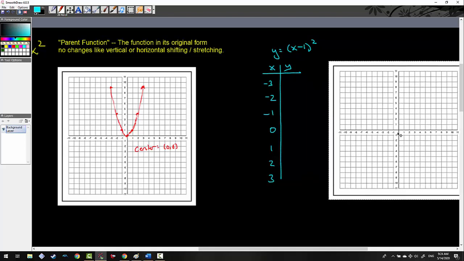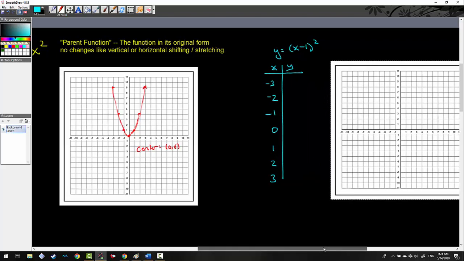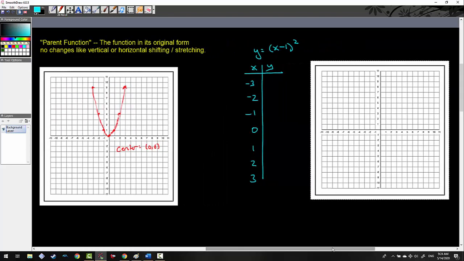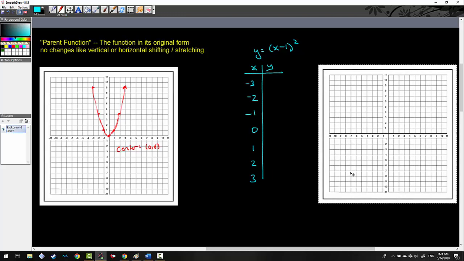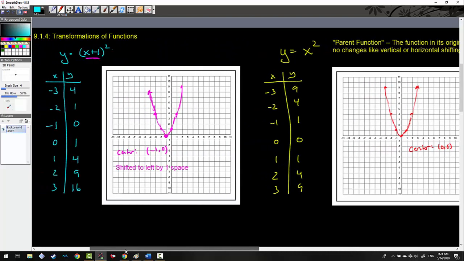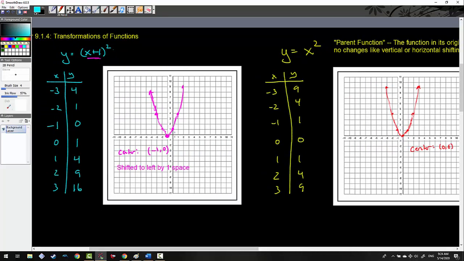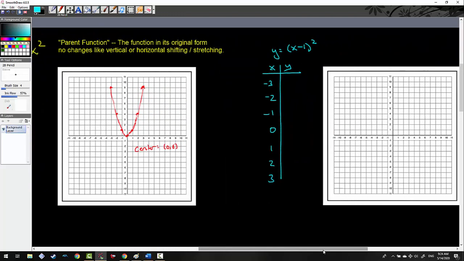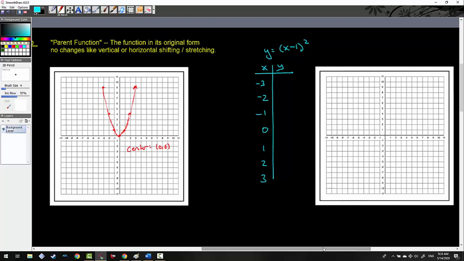I'm going to compare this to the parent function, and then I'm going to see how the minus 1 affects the graph. Now, bear in mind, when we did a plus 1 on the inside, it moved the graph to the left by 1. Knowing that, I think you might be able to do this without a table, but it's okay if you can't. It's not a big deal. We can do this with a table.